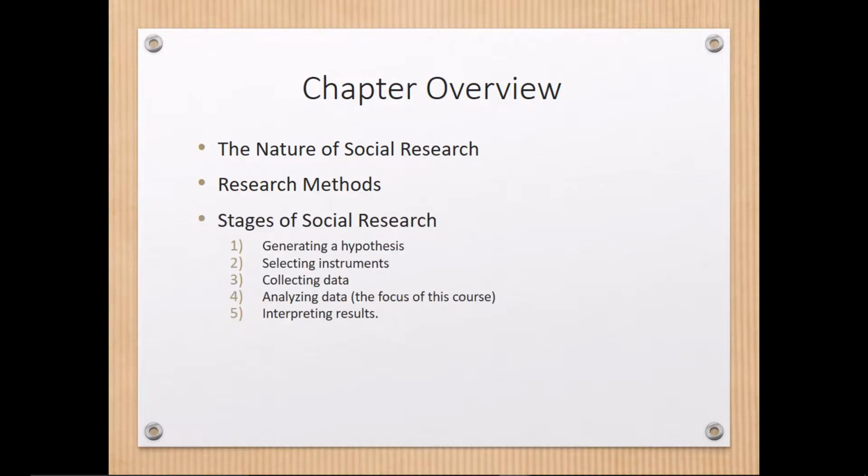Also presented were the stages of social research, and you will notice the fourth stage, analyzing data, is the focus of this course. And finally, the chapter talked about two functions of statistics: to describe data and to make inferences. The first half of the course will be spent looking at what are called descriptive statistics, and the second part will focus on inferential statistics, or making inferences to a larger population based on what is measured in a smaller sample.